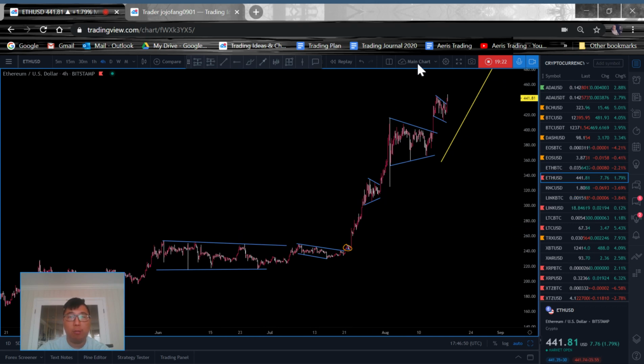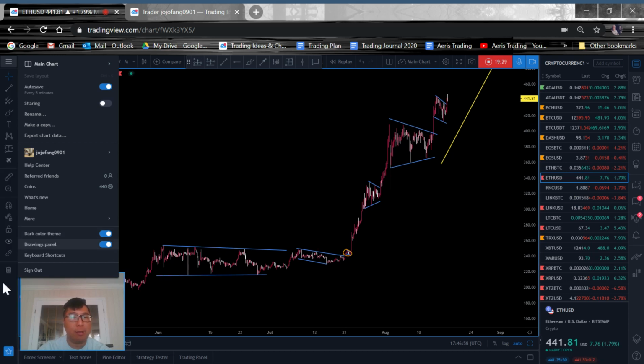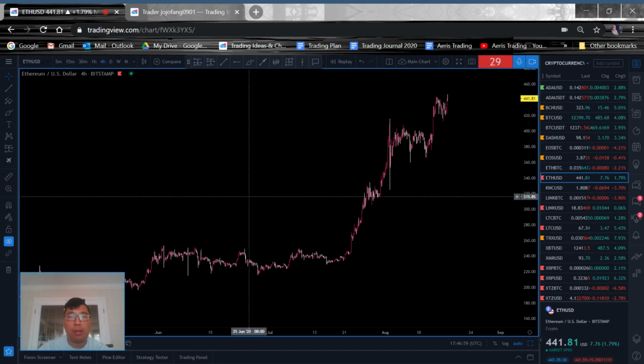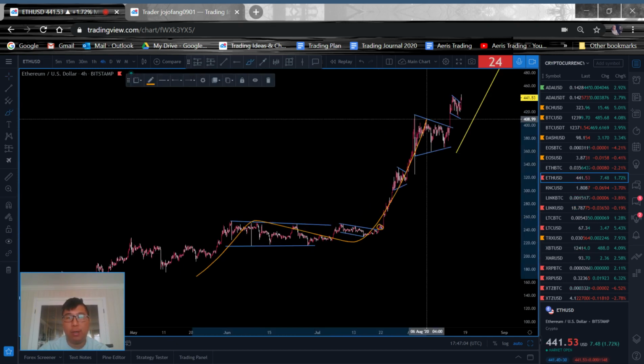So now, when I look at this, I really don't even need these lines, right? People have asked me over and over again, do those trend lines matter? No, they do not. Or I can look at it straight up like this. I will still identify this as the correctional move, and then the next impulse.